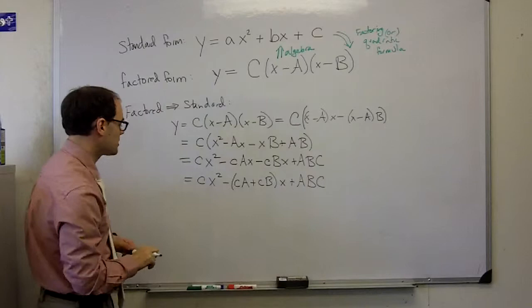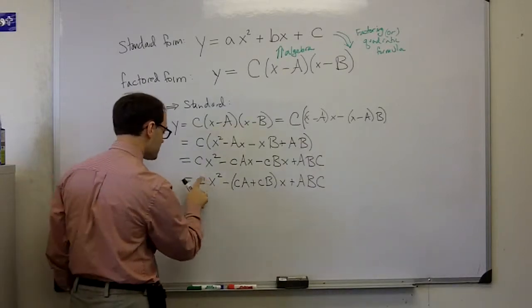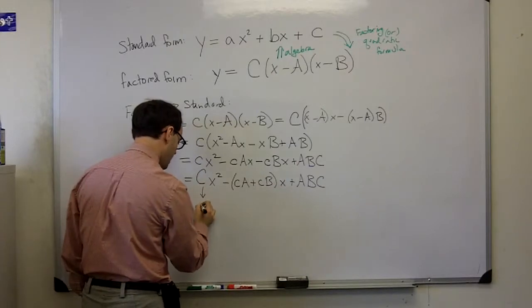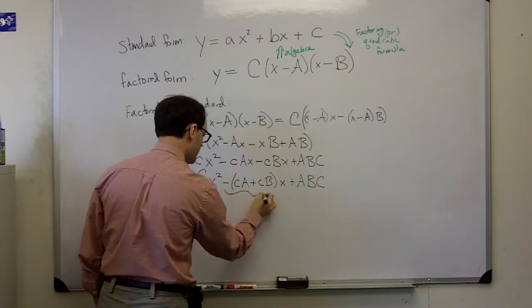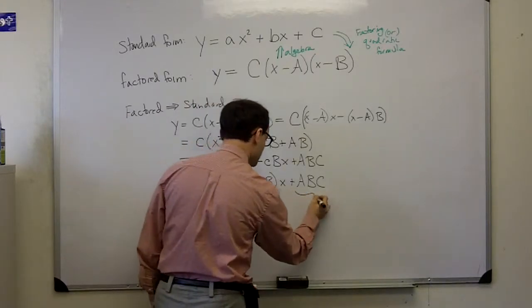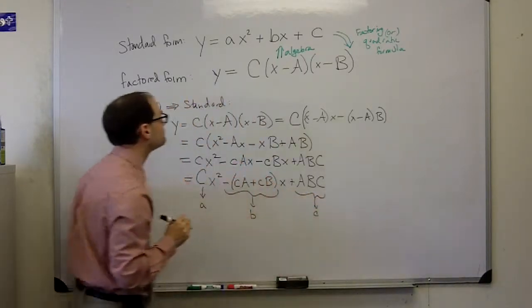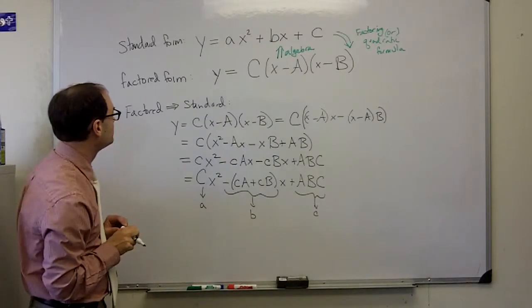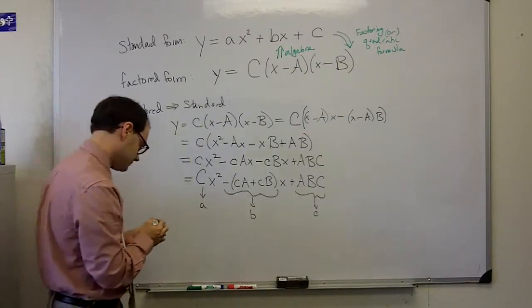And if you look at it here, this is capital C. Let me make it a little more obvious. That's a capital C. That's become our little a. This thing here, that's become our b. And this thing here is our little c. So that's how you convert from the factored form to the standard form. Okay, how do you go the other way?